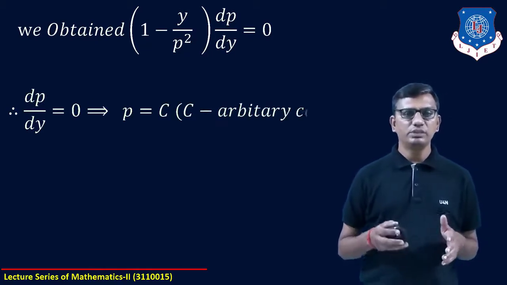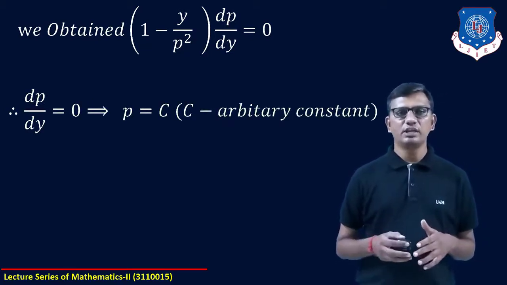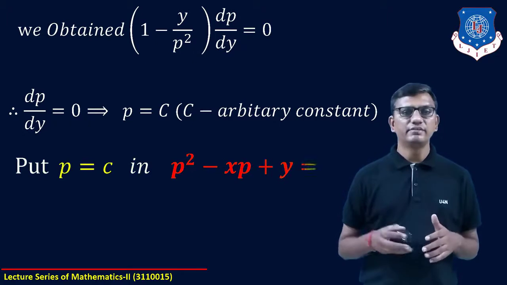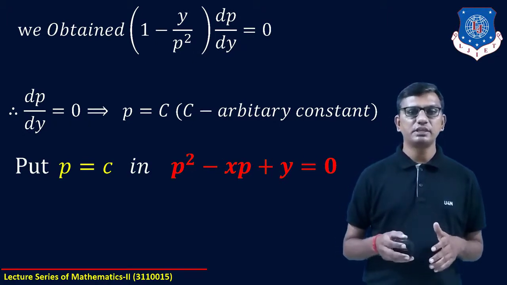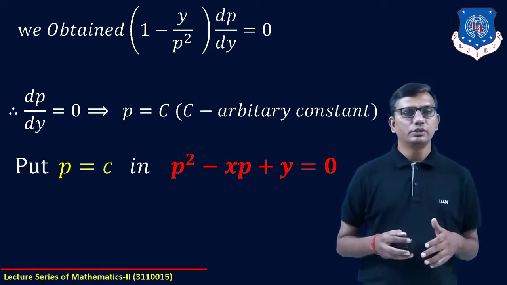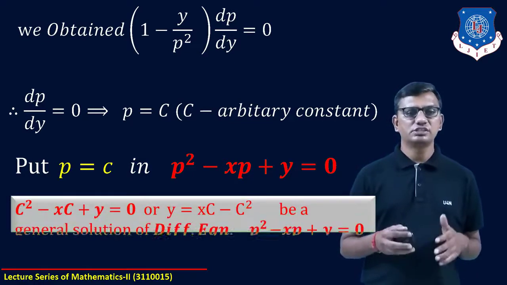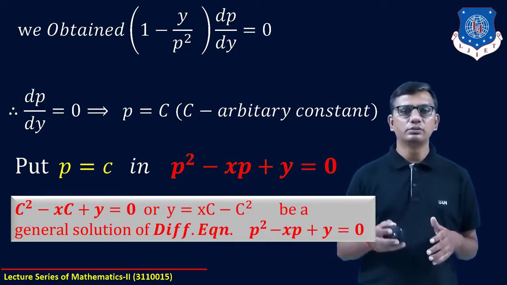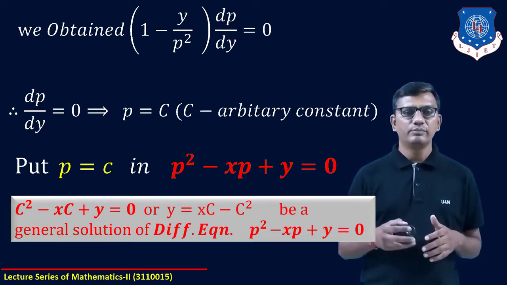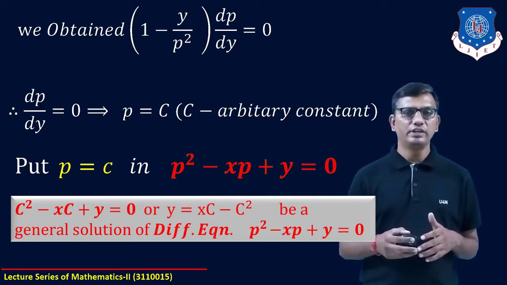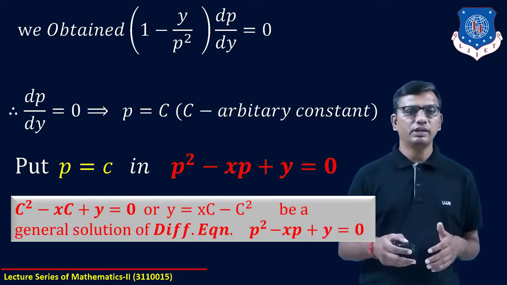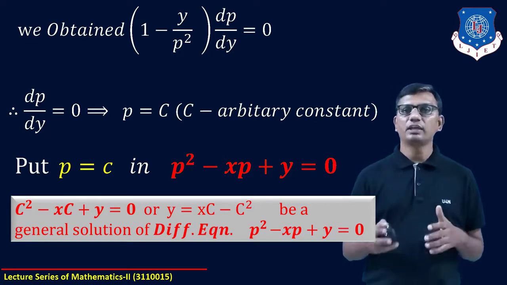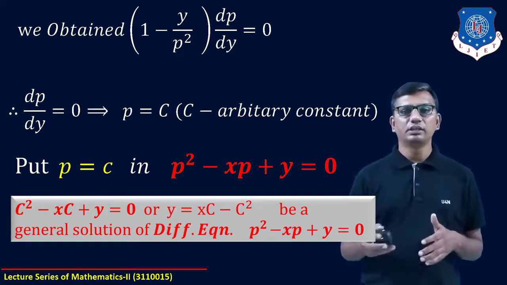So we can say that p equal to c, where c is an arbitrary constant. Now we put p equal to c in our original differential equation, p square minus xp plus y equal to 0. Then finally we get the general solution c square minus xc plus y equal to 0, or y equal to xc minus c square, which is a general solution of our original differential equation (dy by dx) whole square minus x into dy by dx plus y equal to 0, or p square minus xp plus y equal to 0.